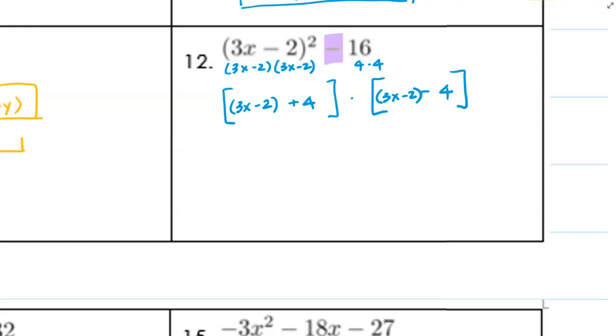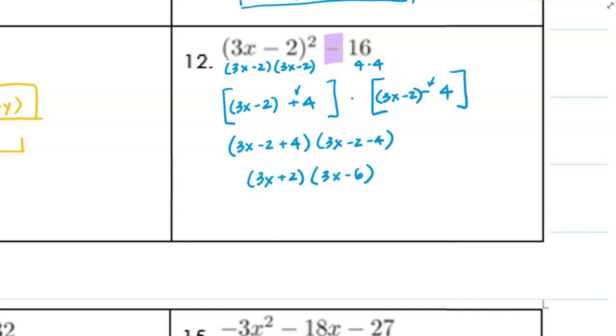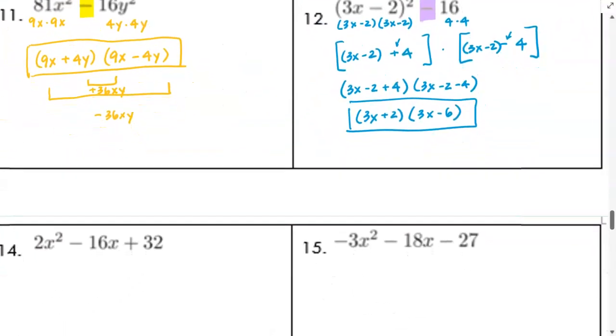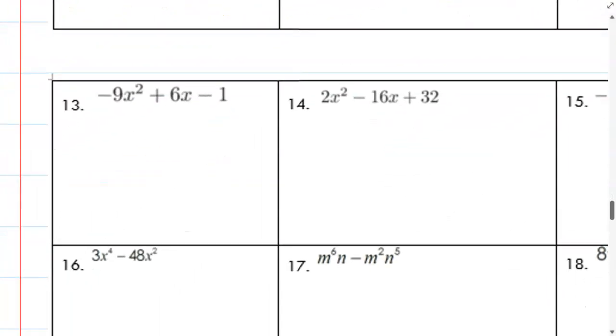Do not change the sign. The only sign that changes is the sign of the last term in the factor. You can get rid of the parentheses, so it just becomes, or the bracket, plus 4, 3x minus 2 minus 4. That's a plus 2 minus 6. There we go. Good job, guys. Okay.